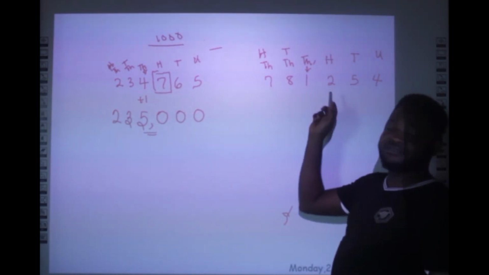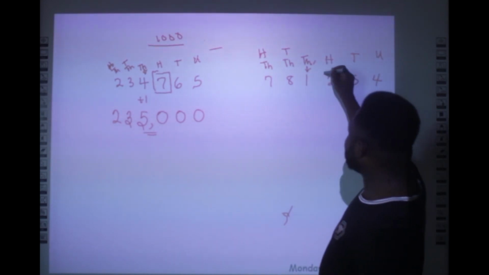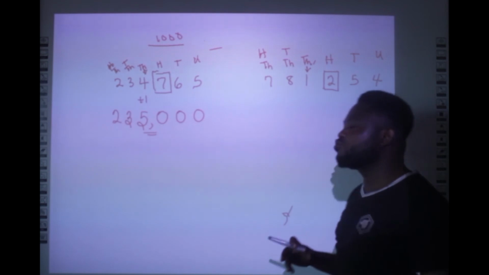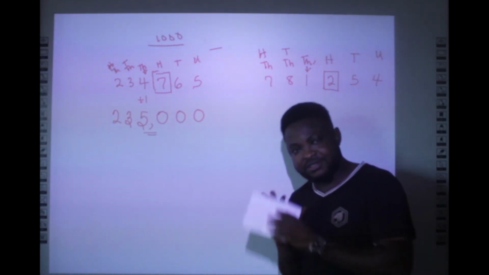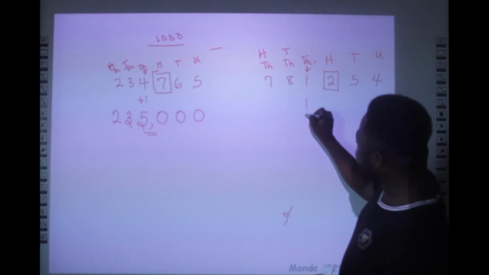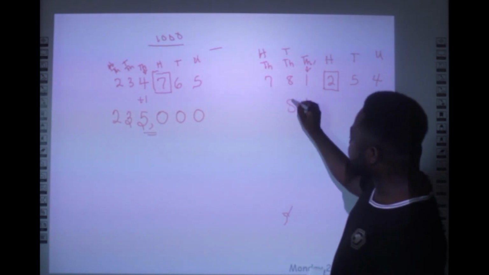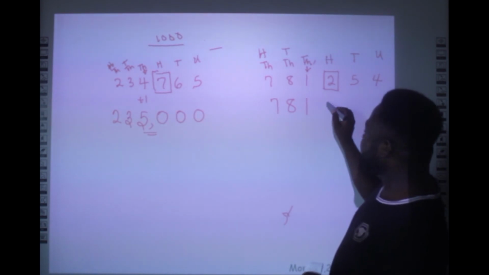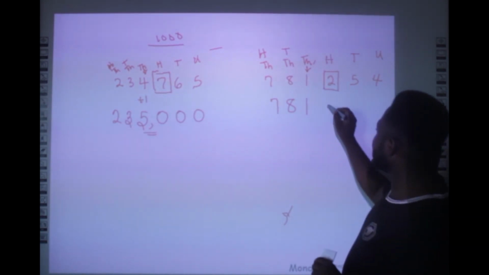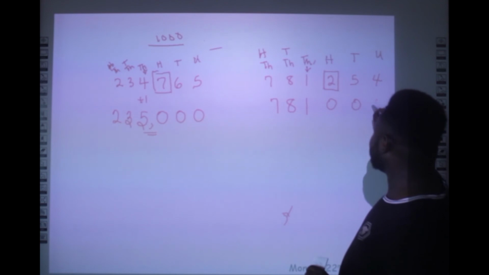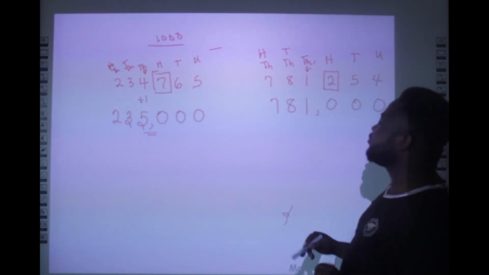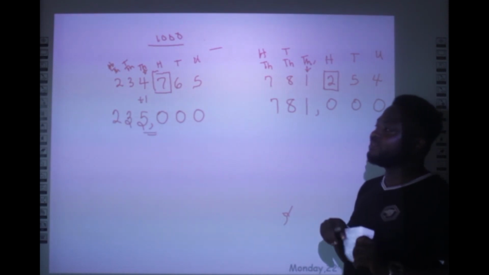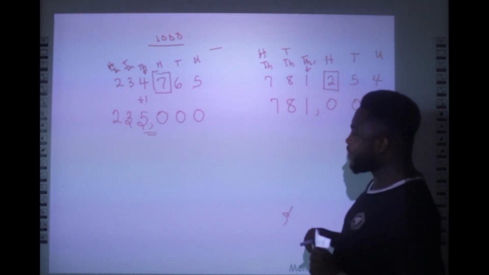Look at the right of the target digit. That is 2. What do you observe? 2 is not up to 5, so you allow it to rest. So you drop down 1, drop down 8, drop down 7, then the remaining digits will turn to what? 0, 0, 0. So the solution to this problem is 781,000 to the nearest 1,000.